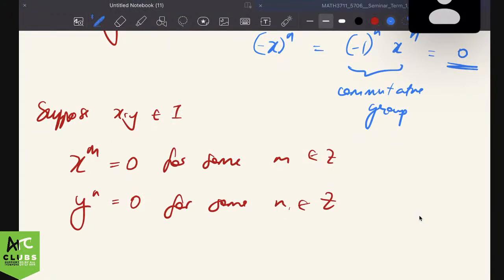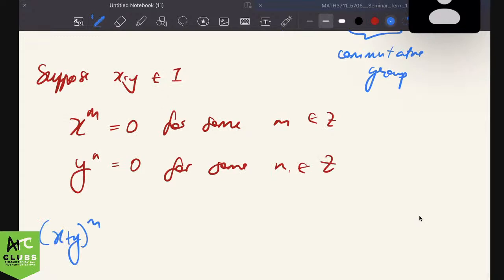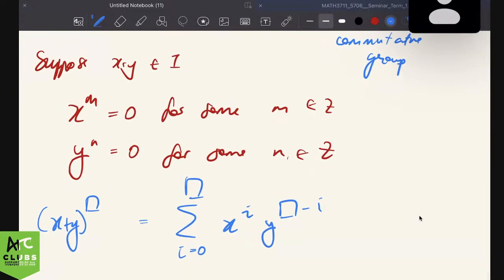And now let's think about x plus y to the power of n. Because this is a binomial expansion, x plus y to a power is going to be a sum of terms of the form x to the i, and then y to that number minus i. Okay. So the question is, what power do we need to put this to in order for all the terms to vanish? We know that if the power of x is greater than or equal to m, it vanishes. And if the power of y is greater than or equal to n, it vanishes.